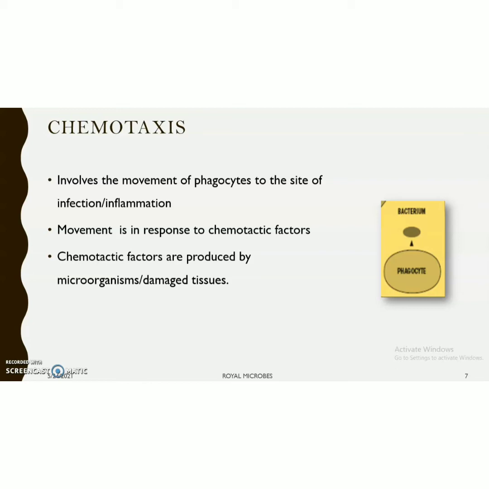This involves the movement of the phagocytic cell to the site of injury or inflammation in response to a chemical stimulus produced by the microorganism or damaged tissues. So the chemical stimulus, or chemotactic factors, are produced by microorganisms or damaged tissues, and the phagocytic cells move towards the site of infection or inflammation in response to these chemotactic factors.